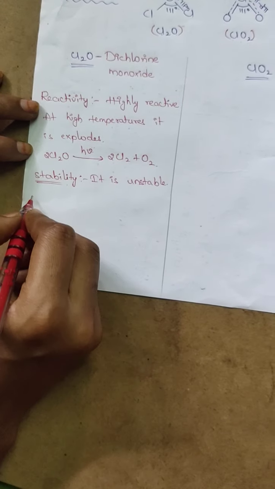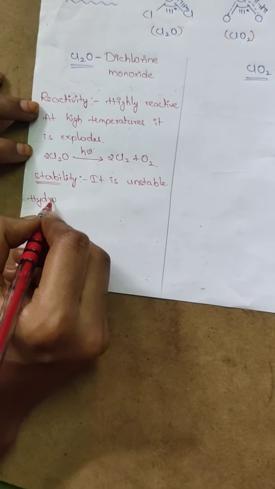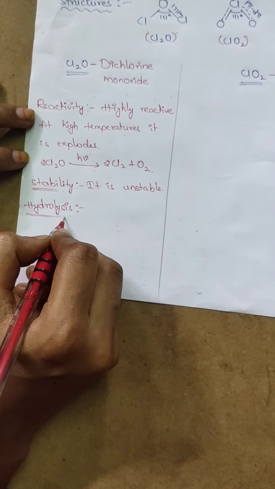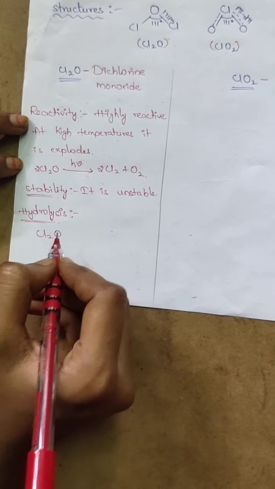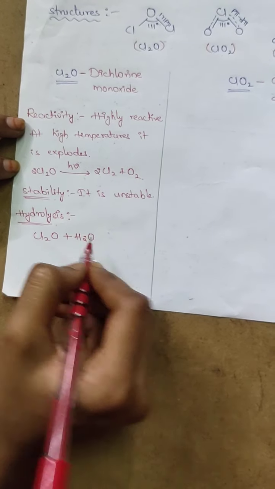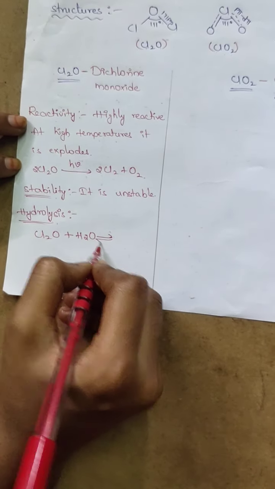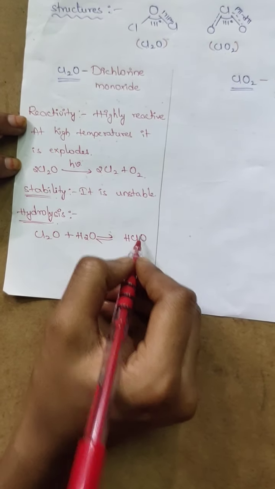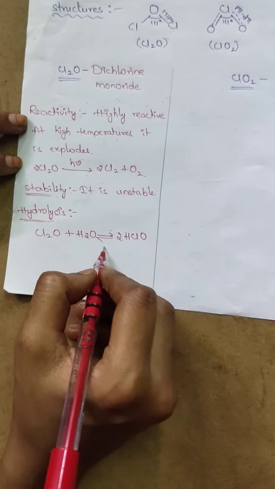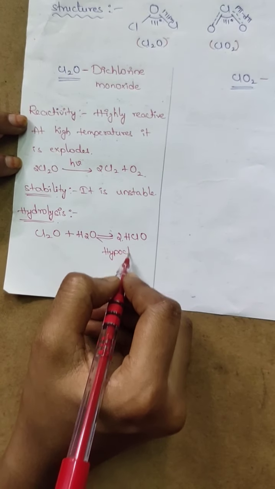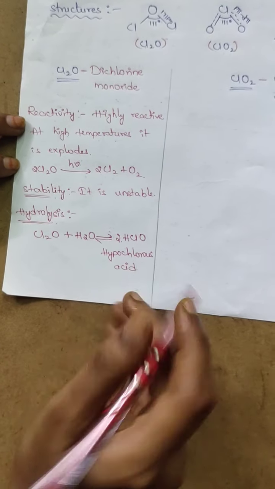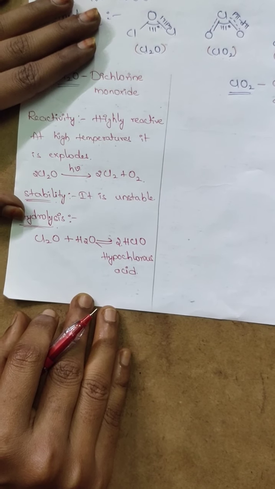Next one is the hydrolysis. Hydrolysis means this dichlorine monoxide dissolves in water and it forms hypochlorous acid. Here we are getting 2 moles of hypochlorous acid. Okay, this is about dichlorine monoxide.